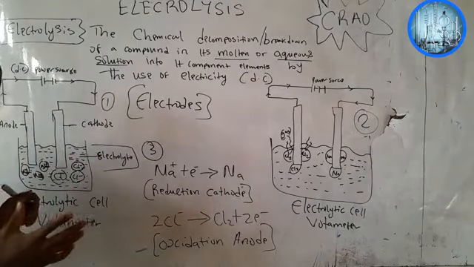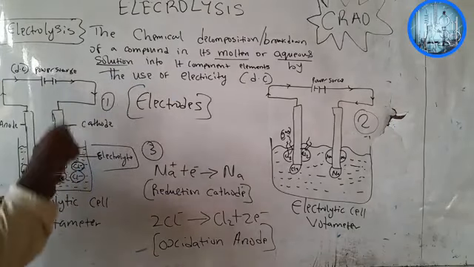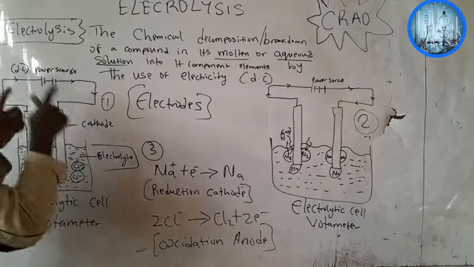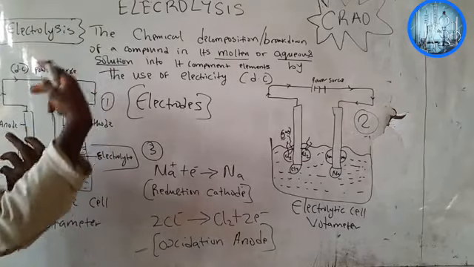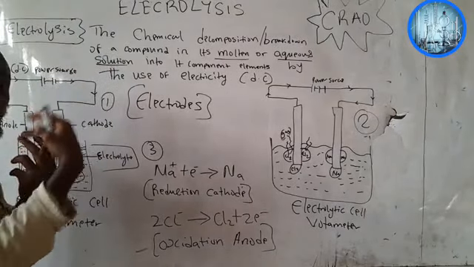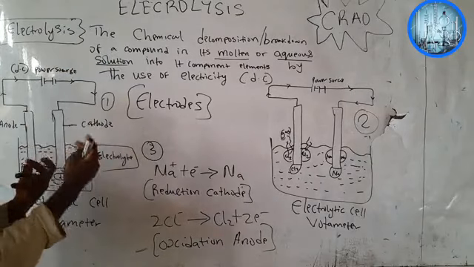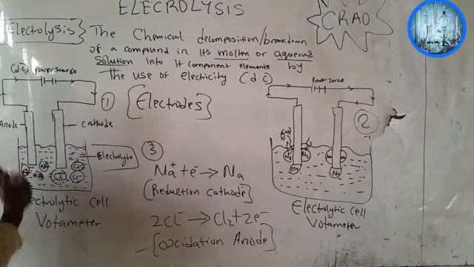Okay, oxidation. That is the loss of electron. The loss of electron occurs in the anode. Okay, while reduction is the gain of electron, thereby reducing the oxidation number of a given atom. That particular process of reduction occurs in the cathode. Okay, so now that's the two major differences between the two electrodes.